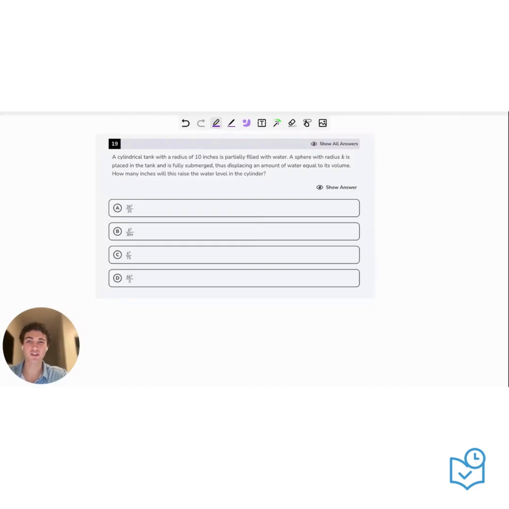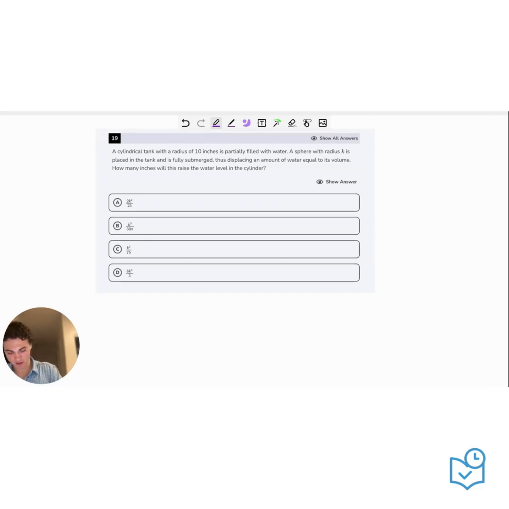This is one of the hardest volume questions on the June SAT, and you can't solve it until you know this trick. We have a cylindrical tank with a radius of 10 partially filled with water. So we have some sort of tank. We're going to pretend like this is a cylinder partially filled with water.